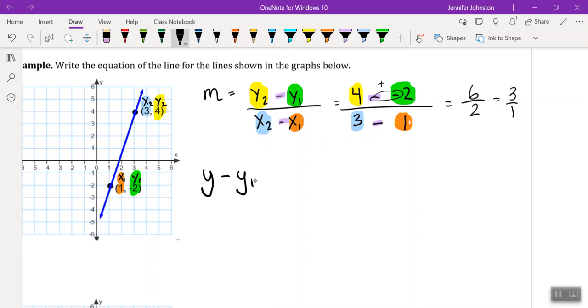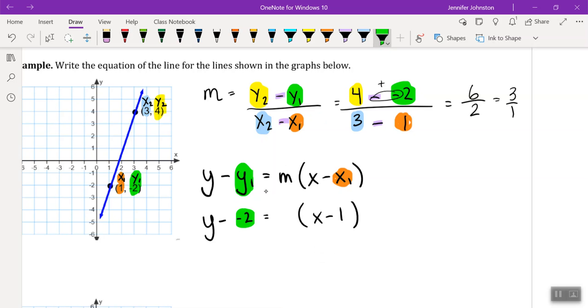y minus y1 is equal to m times x minus x1. Okay, so we have our first point, x1 and y1. Let's go ahead and put those in here. So our x1 we used as 1, and our y1 we used as -2. So -2 here, 1. Again, that was -2 for our y1, and 1 for our x1. And we have our slope. We know what our slope is. That's m. We found that. That's 3 over 1, or just 3.